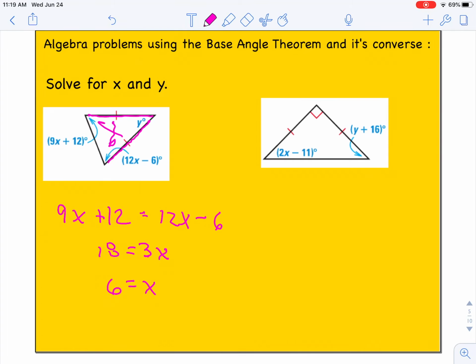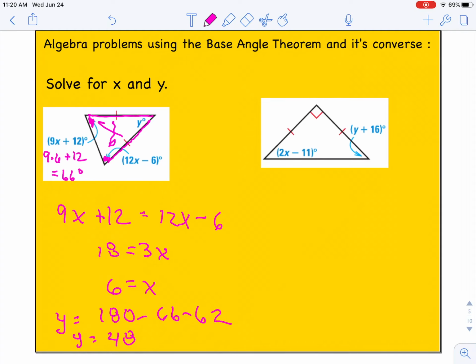Now I need to find y. Well, I'm going to have to substitute in the value of x in order to find it. So if I take 9 times 6 plus 12, that gives me 66 degrees. So this angle is 66 degrees and this angle is 66 degrees. Now to find y, I'm going to take 180 and subtract 66 twice, or just subtract 132. So then y is equal to 48.